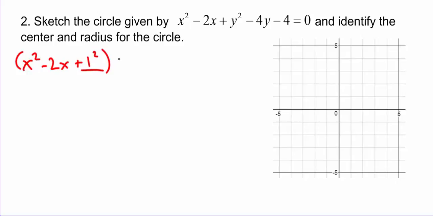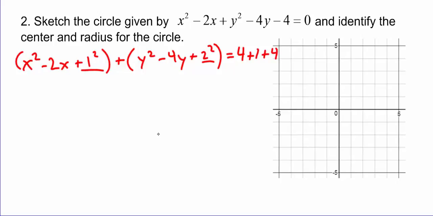And I'll get that on the other side too in just a moment. And then over here we're going to have the y terms grouped, y squared minus 4y. I need to add half of 4 and square that. And then we had this minus 4 out here at the end. I'm just going to move it to the other side. Also, I need to finish completing the square process by doing plus 1 and plus 4.